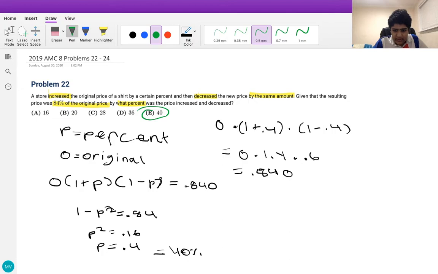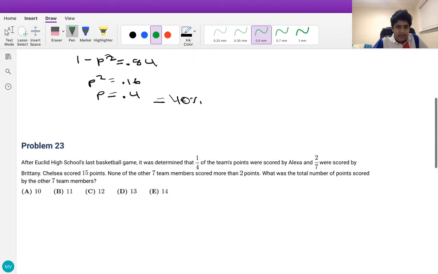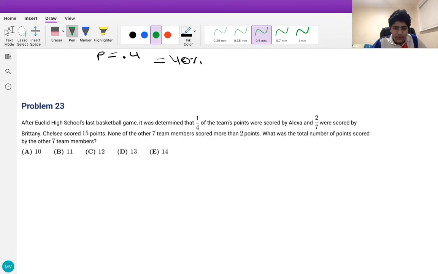Problem number 23. After Euclid High School's last basketball game, it was determined that 1/4 of the team's points were scored by Alexa, and 2/7 were scored by Brittany. Chelsea scored 15 points, and none of the other team members, and 7 is critical, scored more than 2 points. And what was the total number of points scored by the other 7 team members?